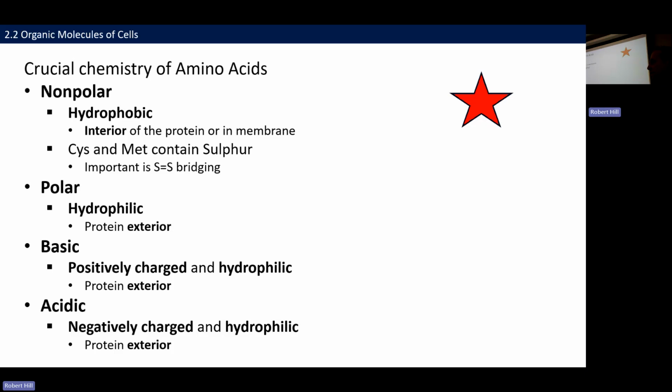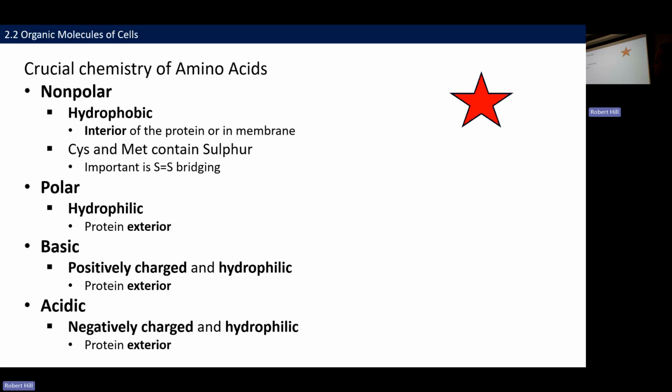So the nonpolar are the hydrophobic amino acids. They'll typically make up the interior of a protein. Specifically, 2 of them, the cysteine and the methionine, contain sulfur groups in them, and they can actually produce what's called a disulfide bond, which can help make a protein into its final conformation, its final shape.